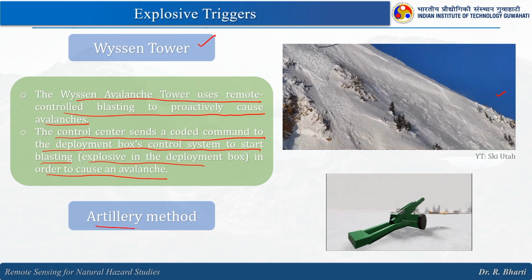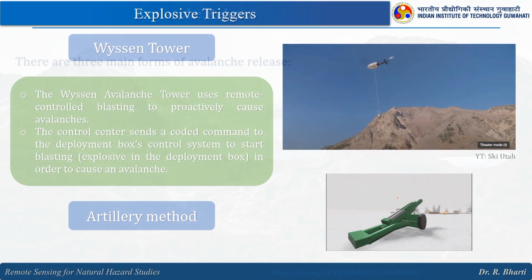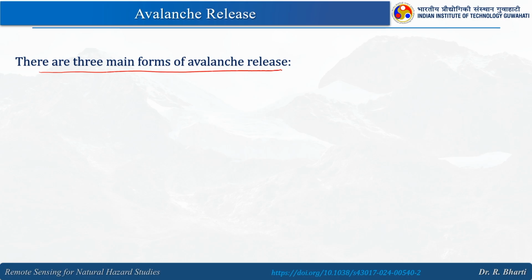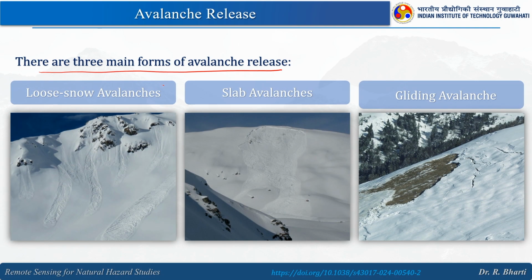Then we also have artillery methods. Manually we are firing and then triggering the avalanches as and when required. There are 3 main forms of avalanche release. The first one is the loose snow avalanche, then we have the slab avalanche, and then the gliding avalanche. You can see the loose snow avalanche is very loose, so it is not very dangerous, but the slab avalanche is a major chunk of mass that will cause this particular disaster. Then the gliding avalanche. Here you can see that it is gliding.